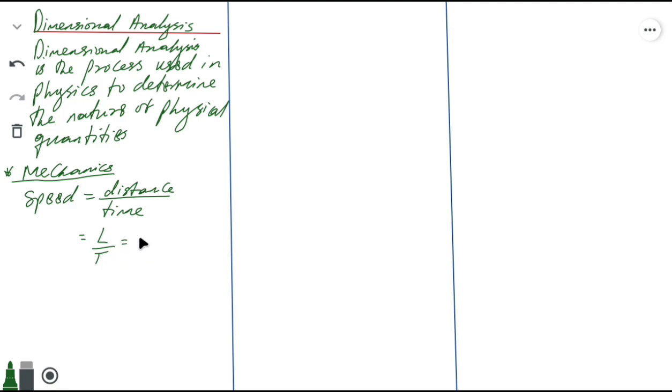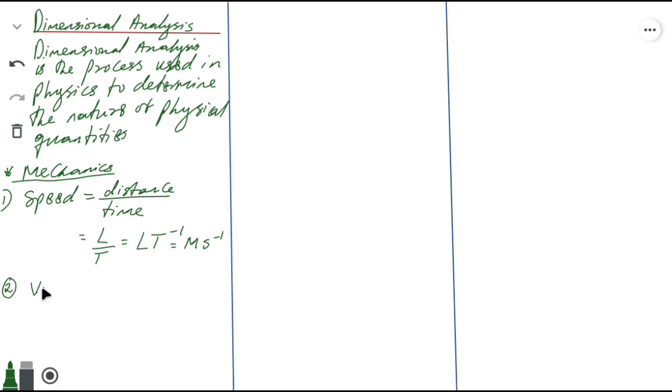So we can re-express this in index form as LT raised to the power of what? -1. This is an expression in index form. And from this, we can also determine the unit of speed by writing meter per second. Let's move on to the next quantity. So LT^-1 is the dimension of speed.